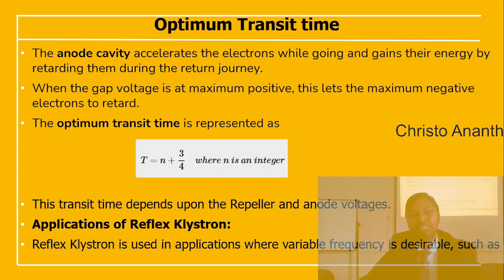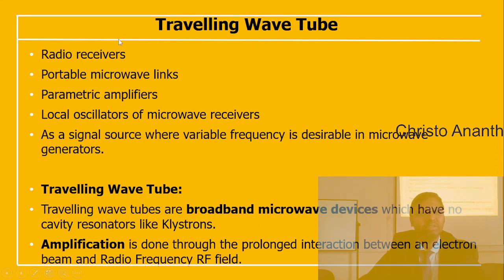Then we have several applications. Normally, the reflex klystron is used in applications where there is variable frequency. We use it in radio receivers, portable microwave links, parametric amplifiers, local oscillators, especially of microwave receivers, and of course wherever we have variable frequency, we can use it in microwave generators also. So this is the application of the reflex klystron.